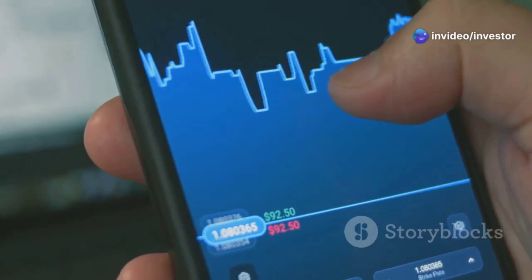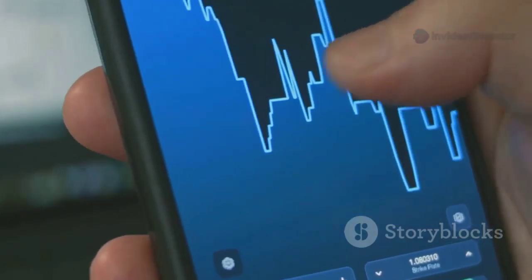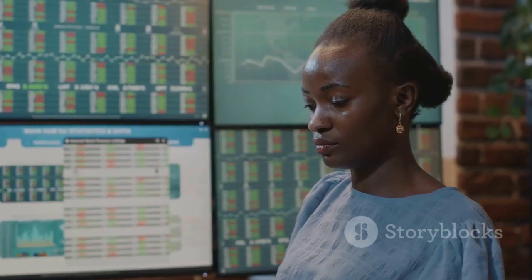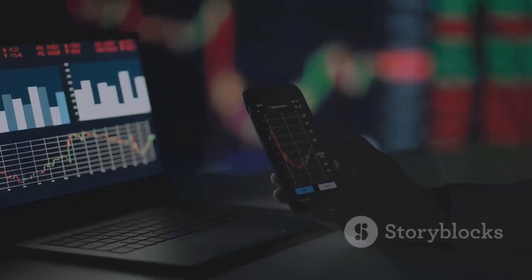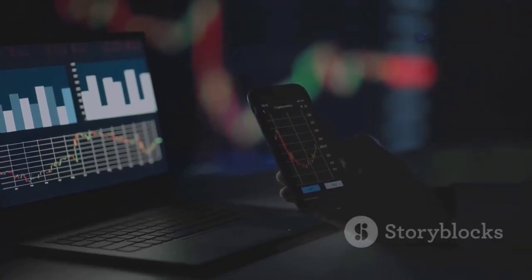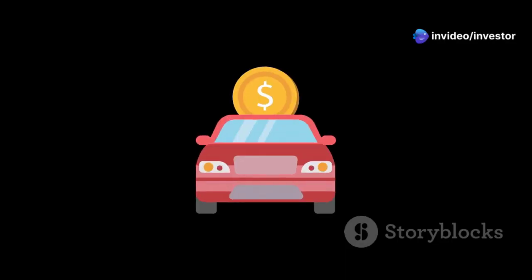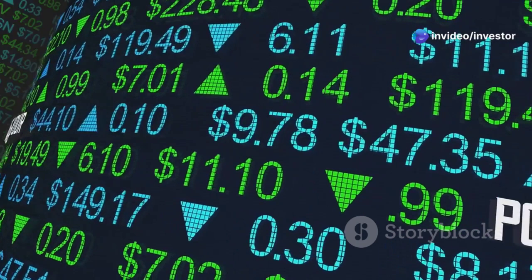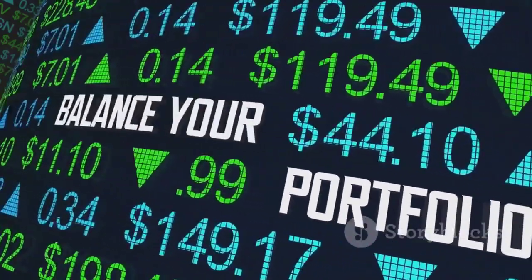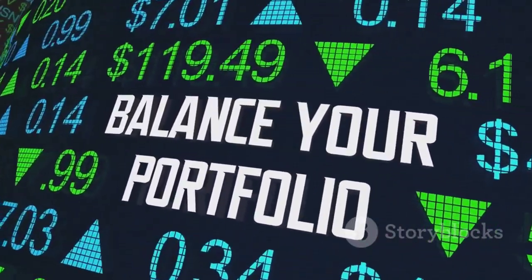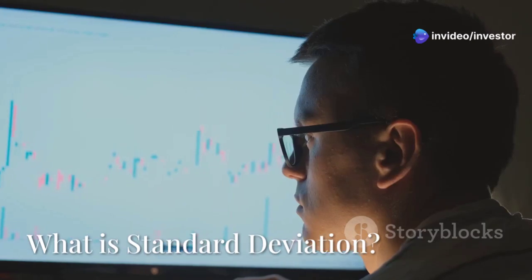When you invest, you hope for the best, but you must be prepared for the worst. That's where standard deviation comes in. It helps you measure and understand the potential ups and downs of an investment. Think of standard deviation as a measure of how bumpy your investment ride might be. A smoother ride means lower risk, while a bumpier ride means higher risk. By understanding standard deviation, you can make smarter investment choices based on your risk tolerance.